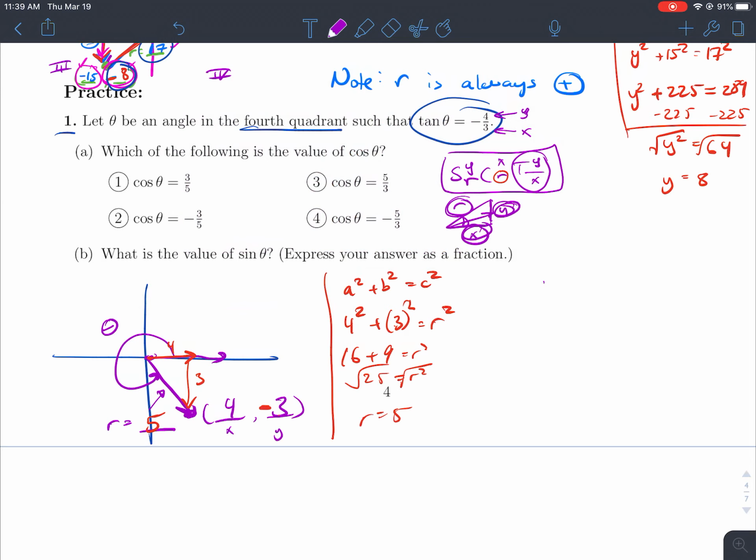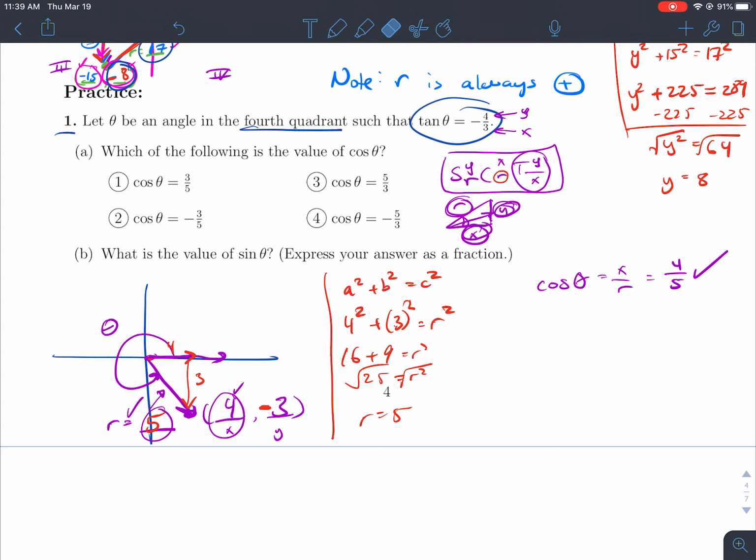Okay, so now we're ready to write down our two answers. We know that cosine of theta is equal to x over r. So we do x over r. And hopefully we got the right signs. Let's just make sure. X is positive because we went to the right. R is always positive because it's a distance, so 4 over 5 is correct.